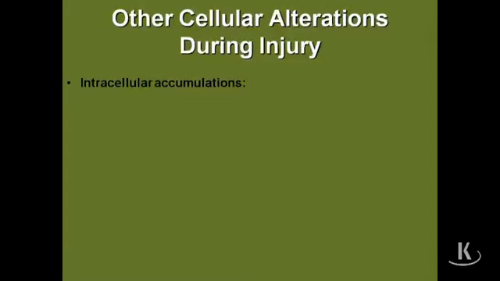Now, let's talk about another process that can occur when you have cell injuries: intracellular accumulations. So these are molecules that are accumulating. You have to think of the various cells or tissues that make these molecules, and as they accumulate, what's going to happen to the tissues.